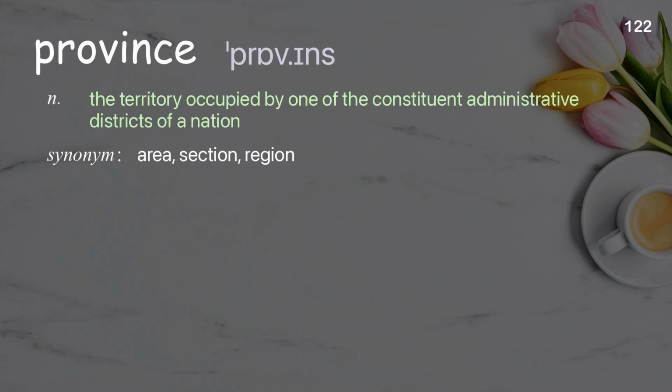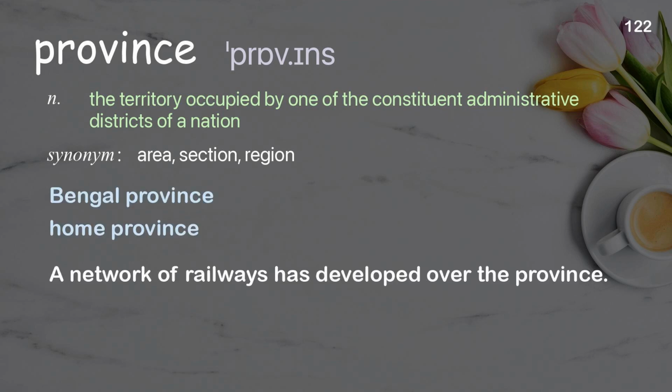Province. The territory occupied by one of the constituent administrative districts of a nation. Examples: Bengal province, home province. A network of railways has developed over the province.